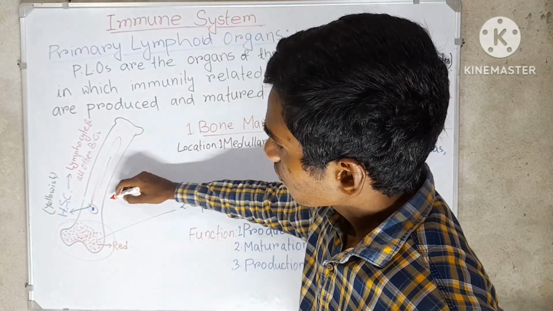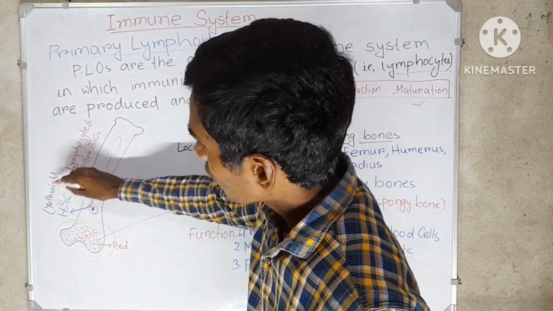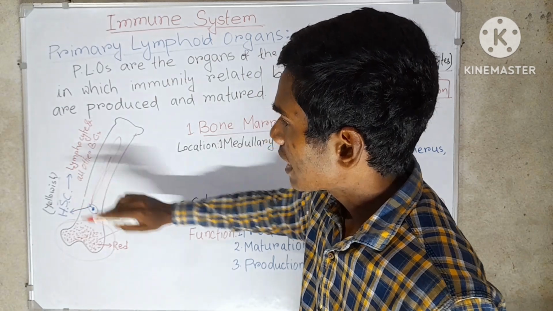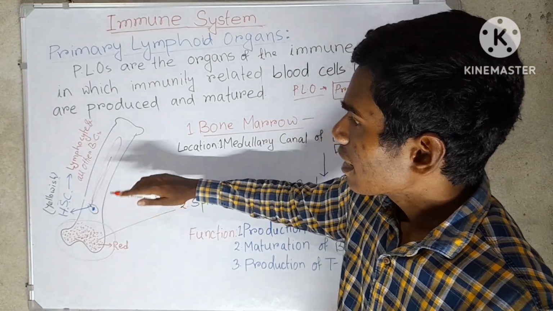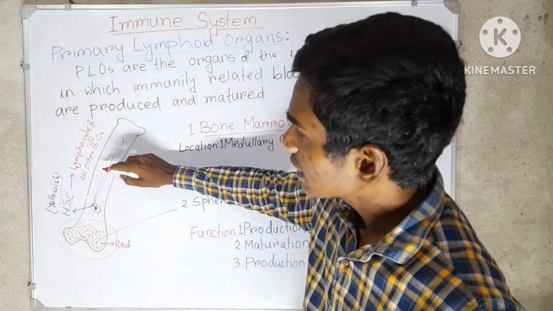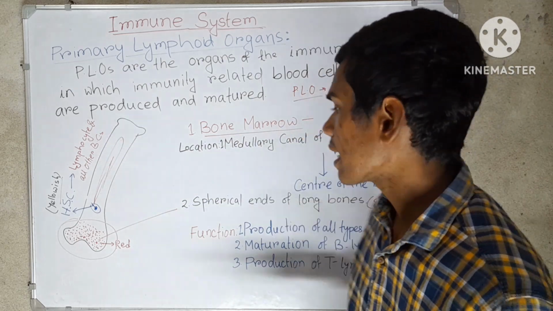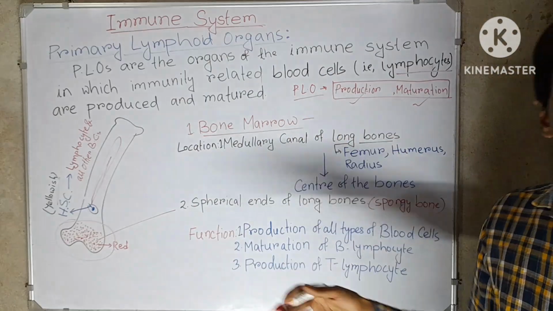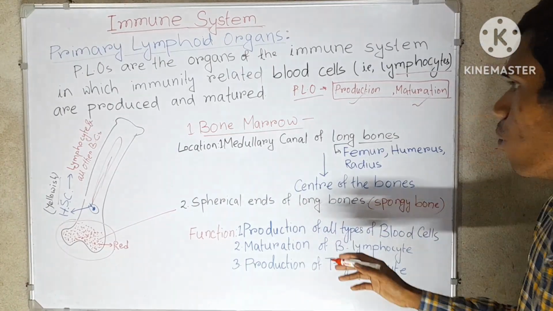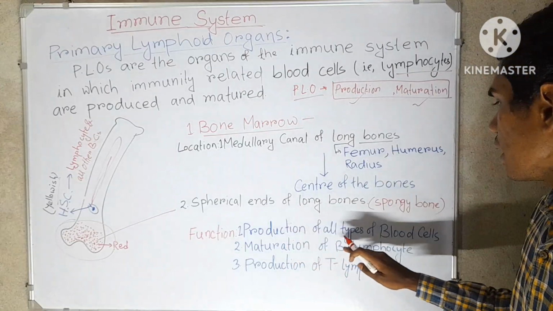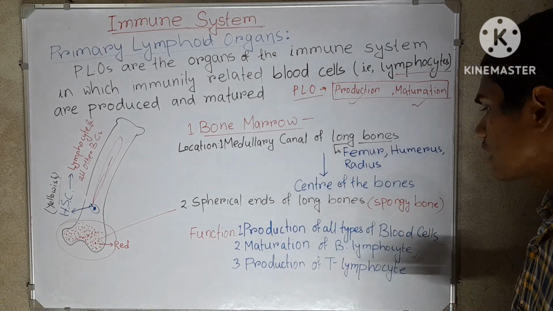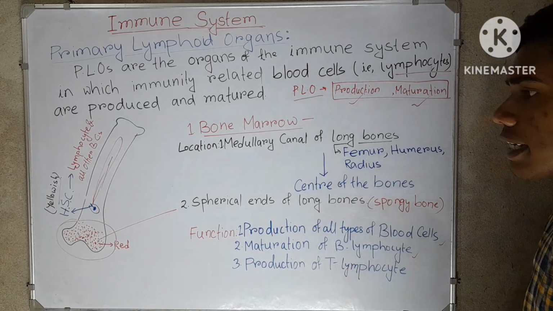The bone marrow is normally yellowish in color, and here hematopoietic stem cells are present that help in the production of lymphocytes and all other blood corpuscles. The main functions of the bone marrow are production of all types of blood cells, maturation of B lymphocytes and production of T lymphocytes.